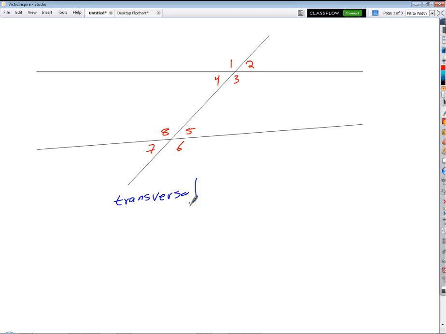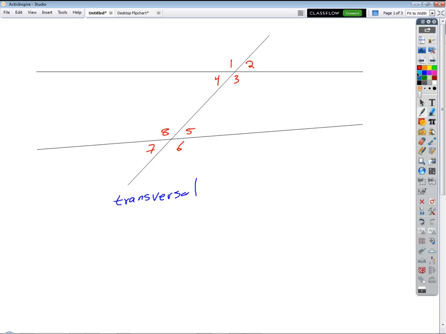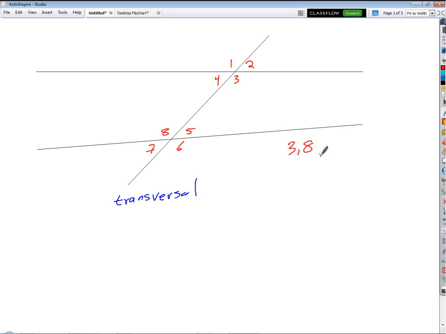So that's our transversal. What about angles, if I want to take the pair of angles 3 and 8? What do I call that relationship between angles 3 and 8? Alternate interior. Very good. They're alternate interior. Good job. So now that's exactly right.